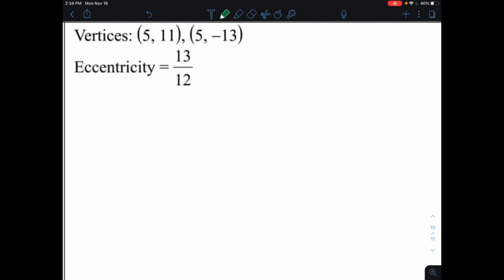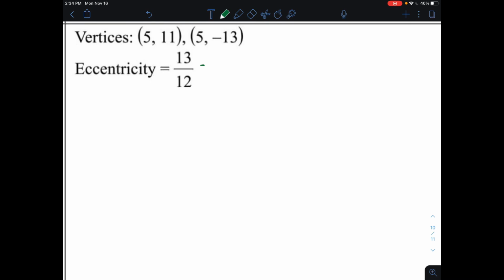We're given two vertices at (5, 11) and (5, -13), and an eccentricity of 13/12, and I want to write the equation. Well, the eccentricity here is bigger than 1, which means that we have a hyperbola, and eccentricity is also the ratio of c to a. Now, I don't just assume that c is going to be 13 and a is going to be 12 unless I get some more information. We're going to use our vertices to help us conclude that.